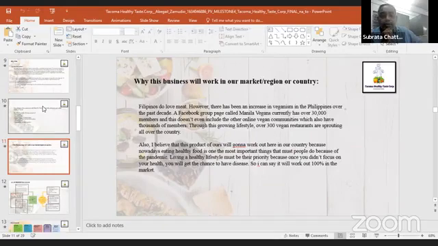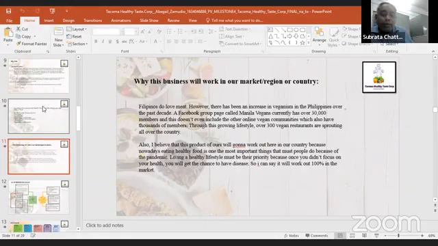So Filipinos do love meat. However, there has been an increase in veganism in the Philippines over the past decade. There is a Facebook group page called Manila Vegans, and it has more than 30,000 members. And this doesn't include the other online vegan communities, which also have thousands of members. Through this growing lifestyle, over 300 vegan restaurants are sprouting all over the country.